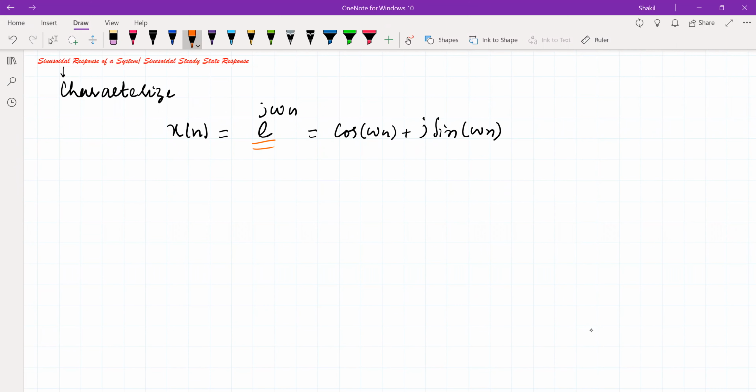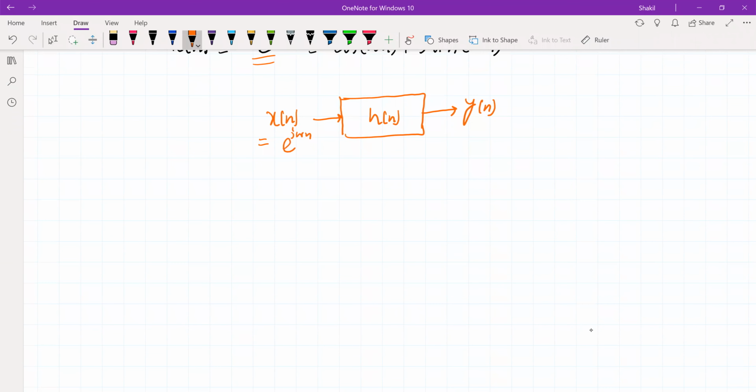Let's suppose the impulse response of the system is h of n. Our input is x of n, which is the same as e raised to j omega n. And what's the output of this system? y of n we know is the convolution between h of n and x of n. So we can write it as the sum, k running from minus infinity to infinity, h of k x of n minus k.